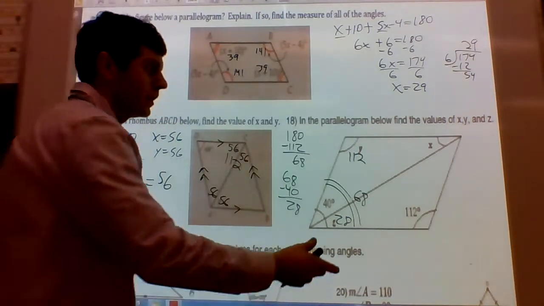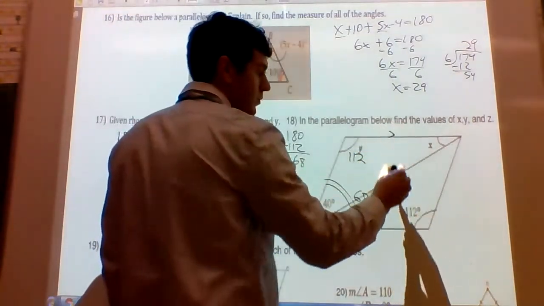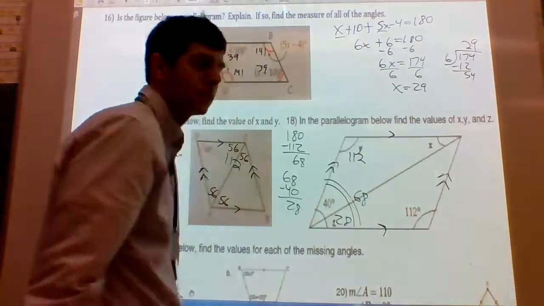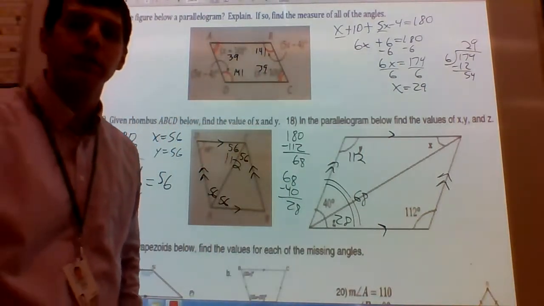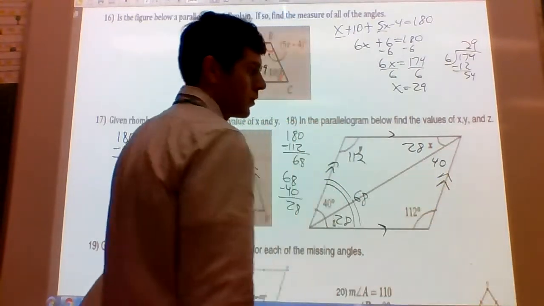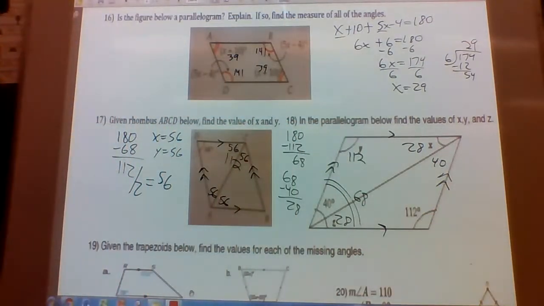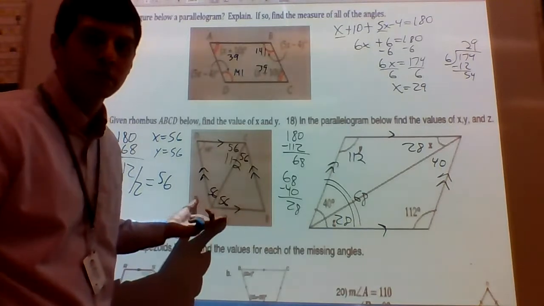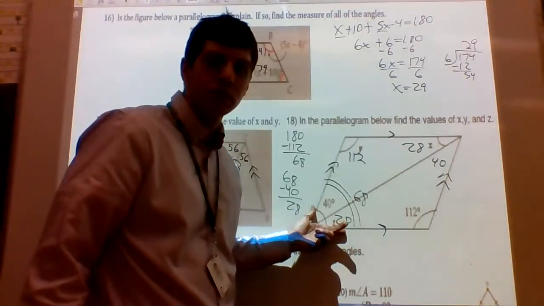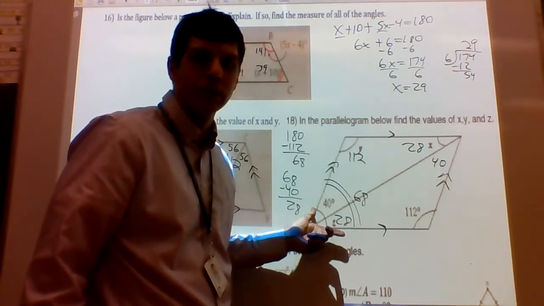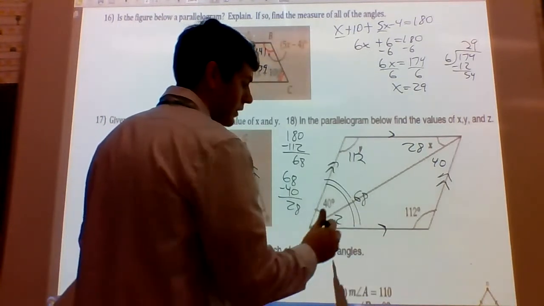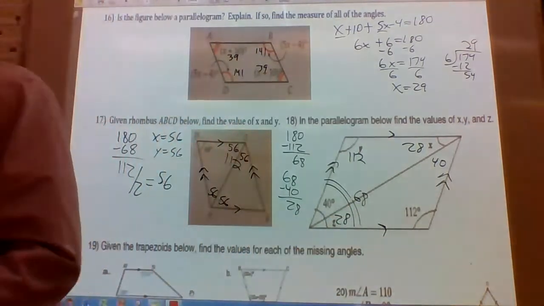And then it's a parallelogram, so opposite sides are parallel, so we can use the alternate interior angle theorem, which says that if the lines are parallel, the alternate interior angles are congruent. So x is 28. This one here will be 40. The distinction here is in a rhombus, the diagonals bisect the angles. Here, in a parallelogram that's not a rhombus, the diagonals do not bisect the angles. That's 18.